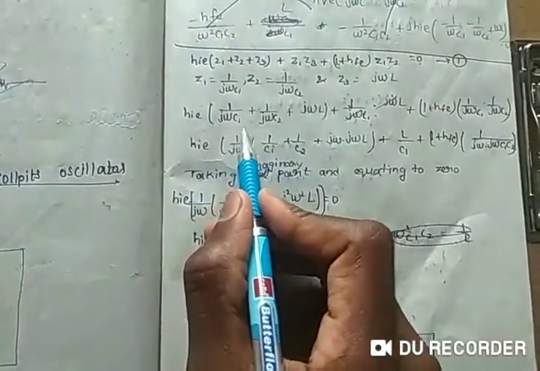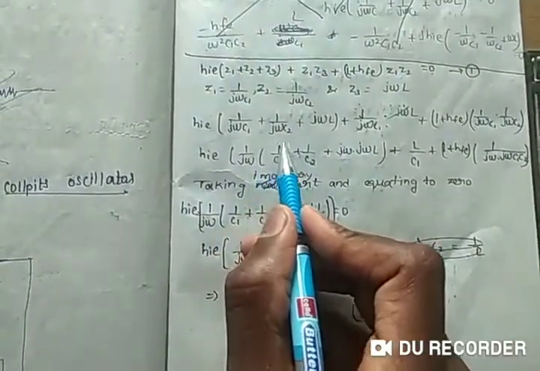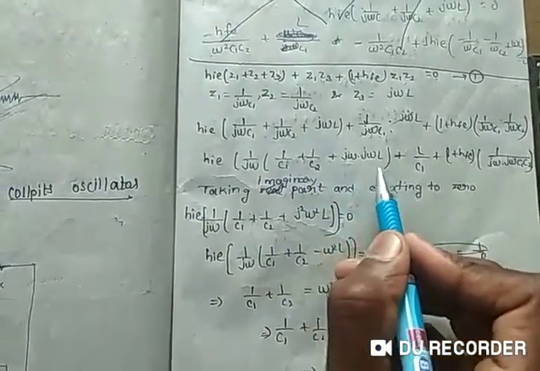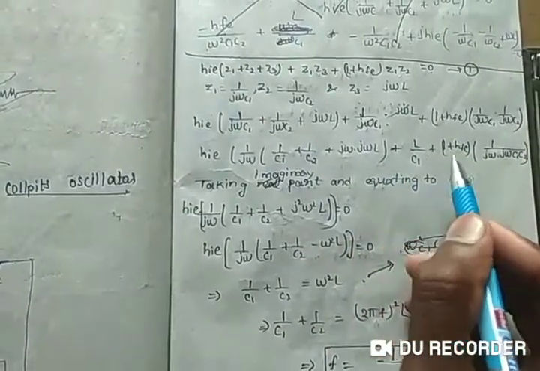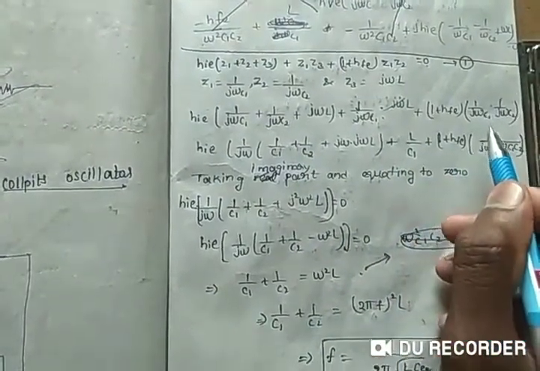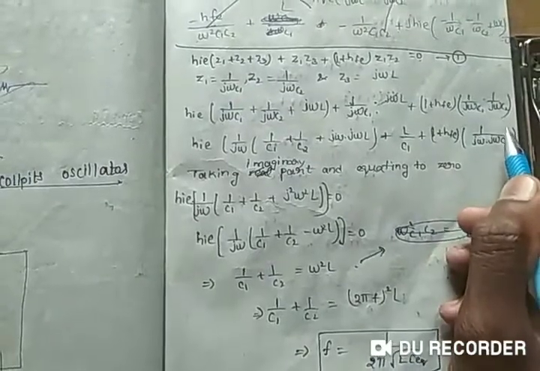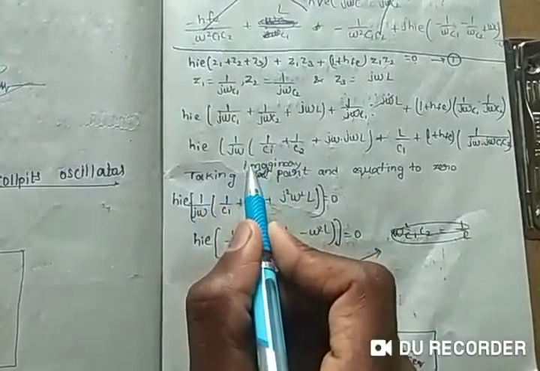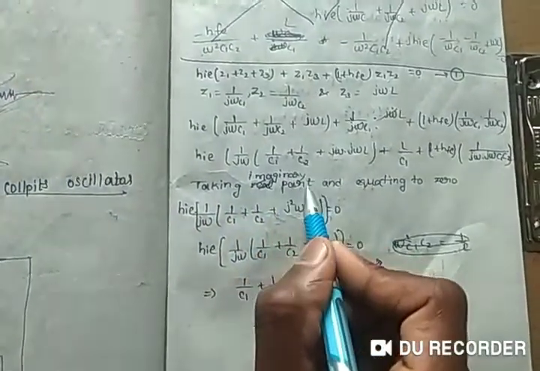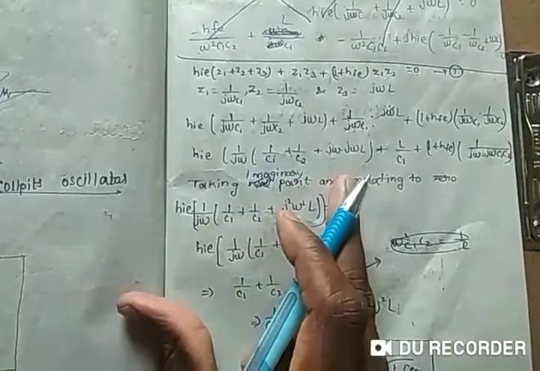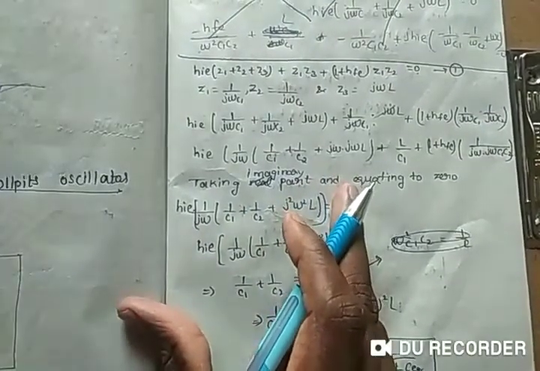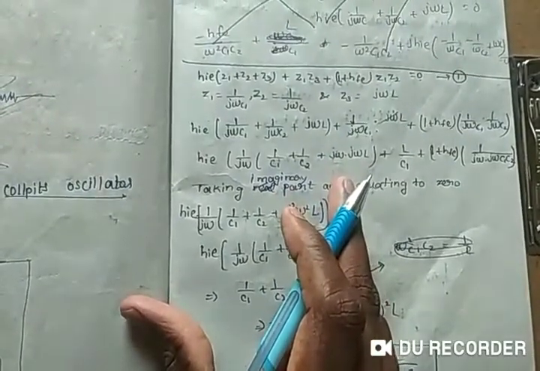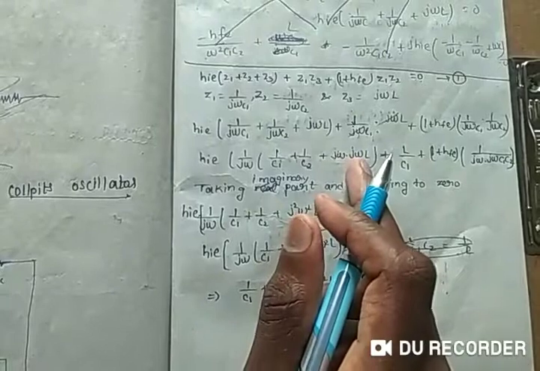hie into 1 by j omega C1 plus 1 by j omega C2 plus j omega L plus 1 by j omega C1 into j omega L plus 1 plus hfe into 1 by j omega C1 into 1 by j omega C2, and taking 1 by j omega common, hie into 1 by j omega into 1 by C1 plus 1 by C2. Here in the numerator we have j omega, but in the denominator we don't, and that's why we are multiplying j omega on numerator and denominator, which gives j omega into j omega into L.